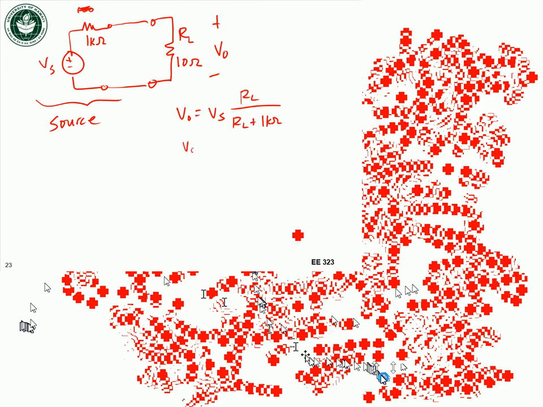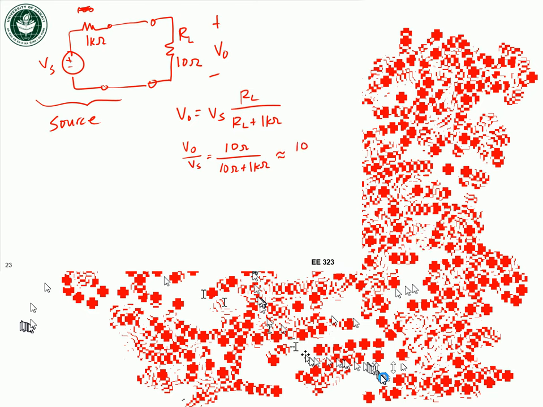So it'll be this. Let's make it in terms of gain. So it'll be 10 ohms. So I'm just dividing both sides by VS. 10 ohms plus 1K. That's approximately equal to 10 over 1,000. So I have a hundredth of the voltage at the output that I did at VS.